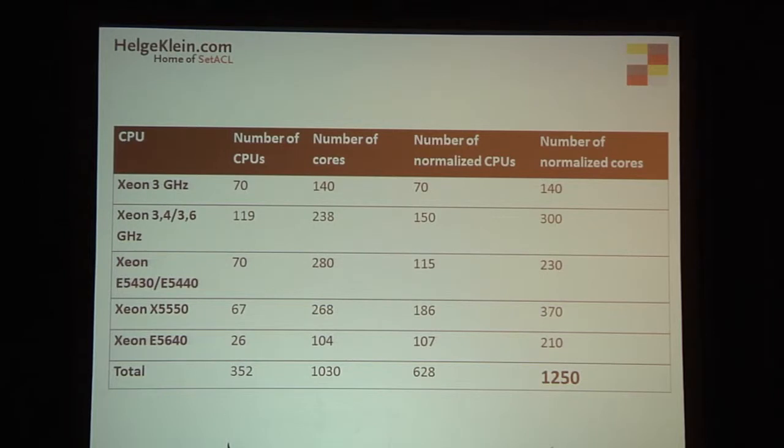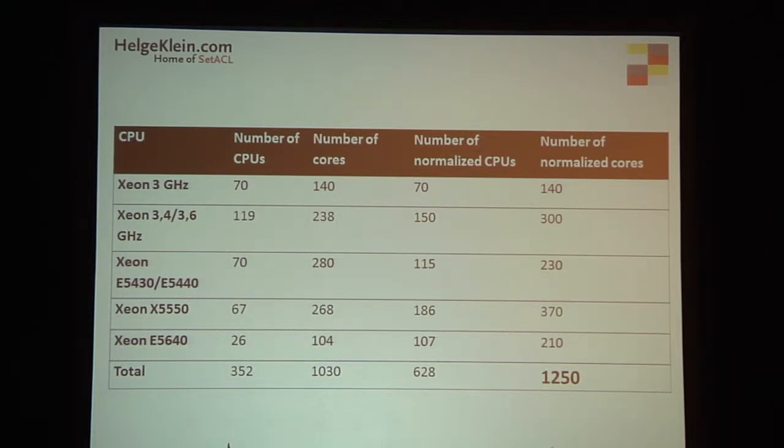Now, if we create a table with each type of CPU, we list the number of those we have. We multiply it with the number of cores per CPU, so we get the number of cores here. And now we multiply this number with the relative performance of each core. We get this number for CPUs and for cores. We add it up, and these are normalized numbers. They can be compared and they can be added.